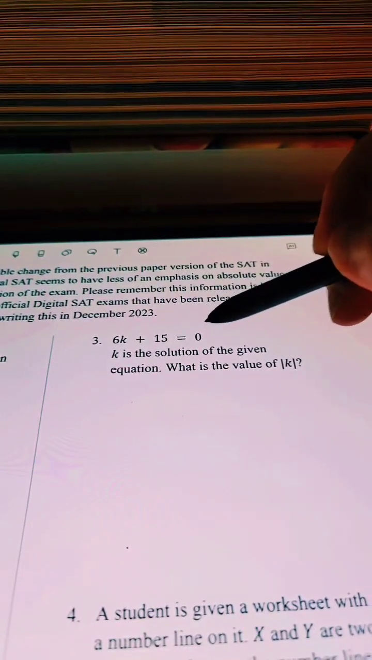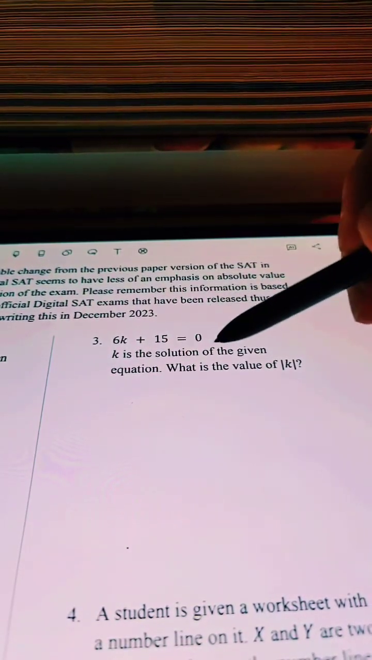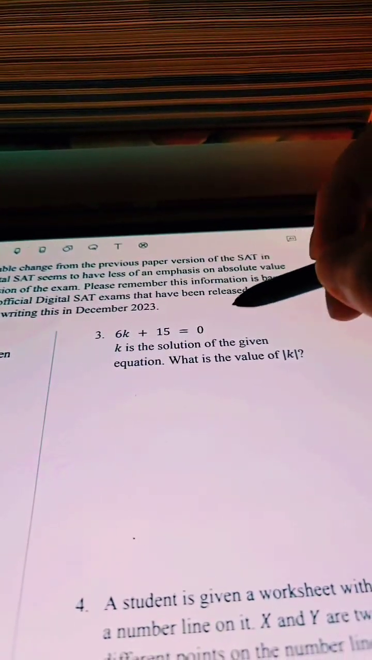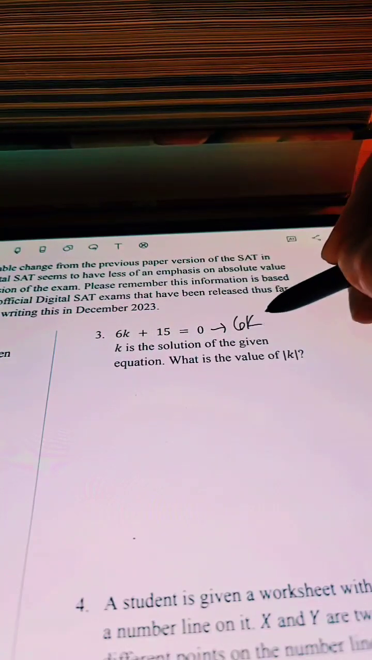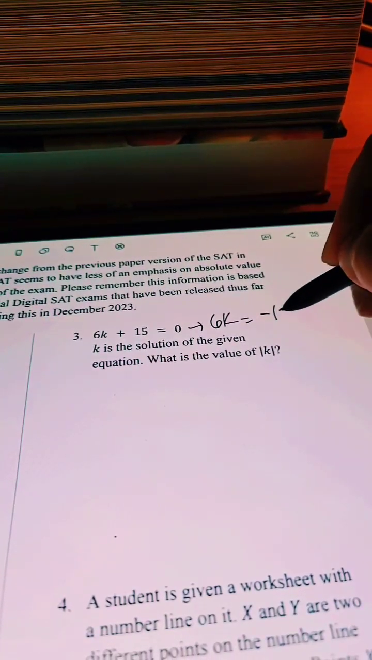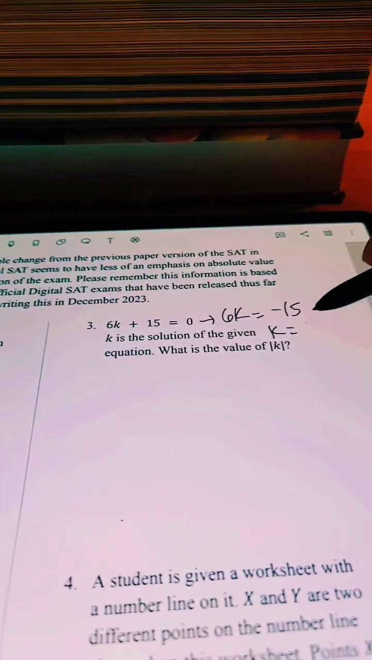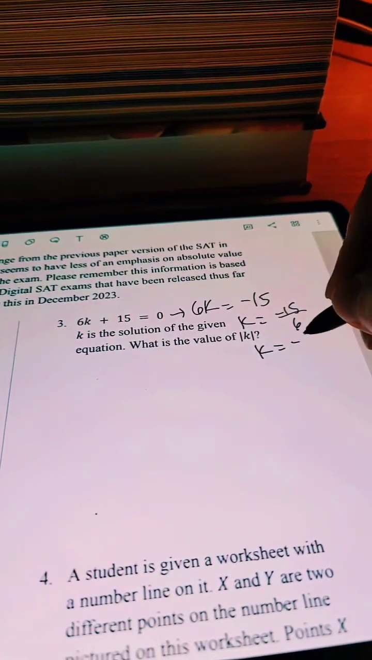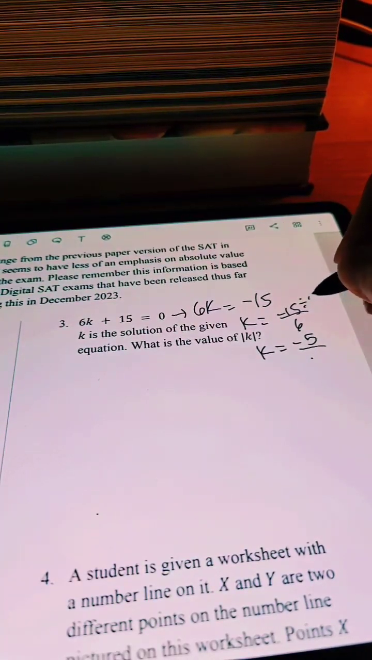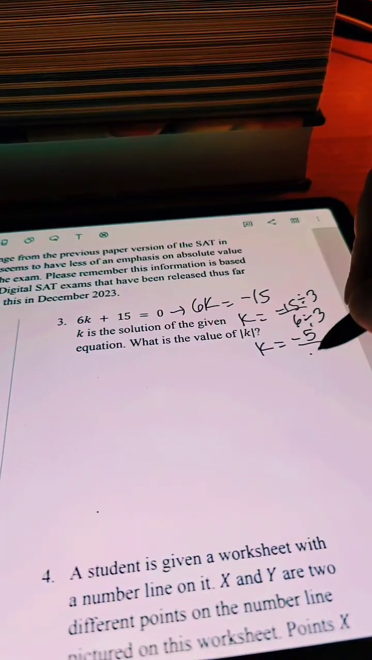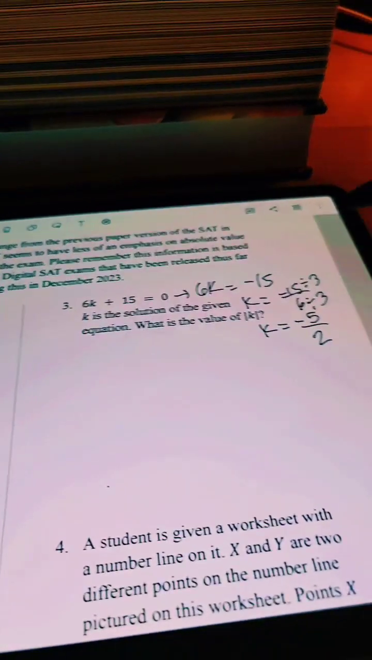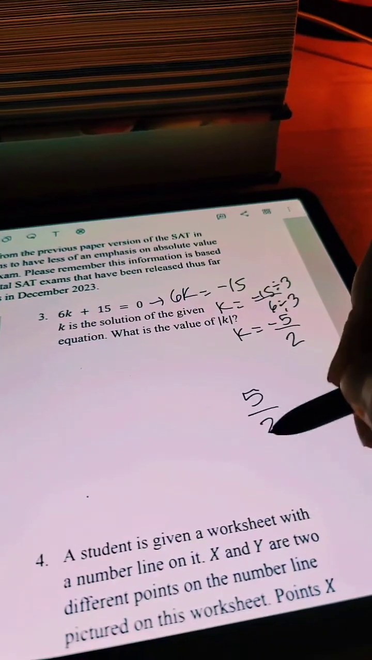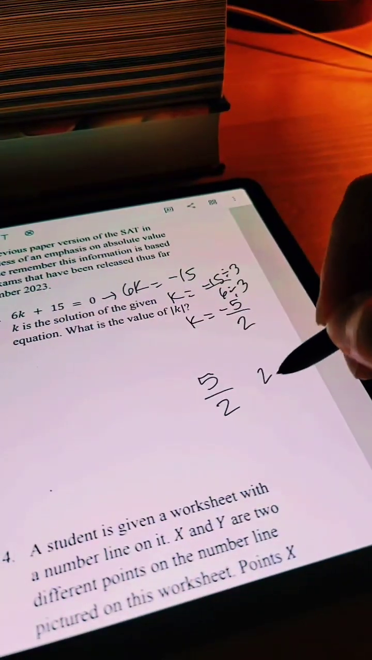So 6k plus 15 is equal to 0. k is the solution to the given equation. What is the value of the absolute value of k? Okay, so let's subtract 15 from each side to get 6k by itself. That's going to be -15, and then we're going to divide by 6 on each side, so we get -15 over 6. So k is equal to -5 over 2, because I'm dividing by 3 on top and bottom to simplify it. Now remember, we're finding the absolute value of that, so I just have to turn it positive, and I just get 5/2. Or 2.5, same exact thing.